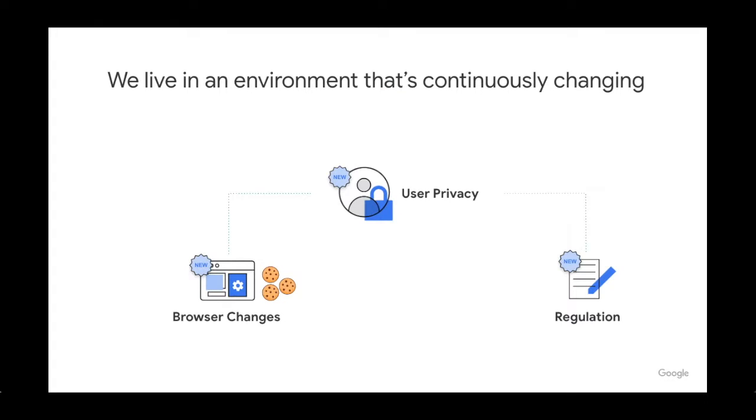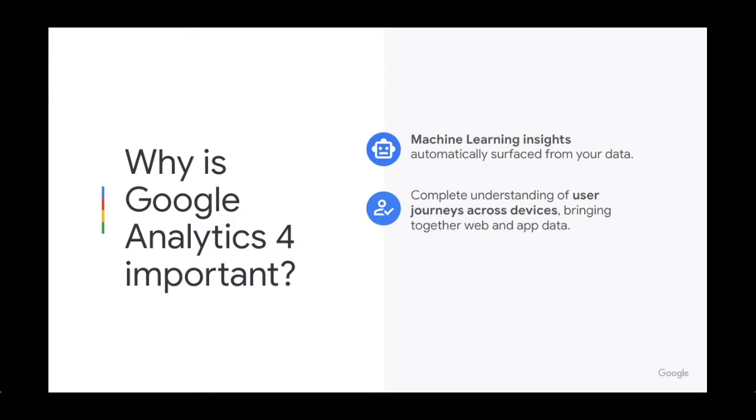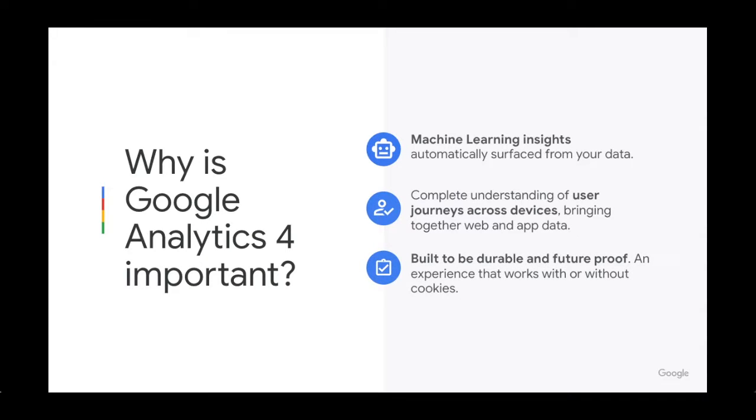This leads to 3 reasons why the new version of Google Analytics, GA4, is important for everyone. 1. There is now machine learning data that will automatically surface insights. 2. There is a more complete understanding of a user journey for those of you that are both on app and web. And 3. Built to be future-proof. This new version takes advantage of modeling to learn about your readers even if you have some gaps in data and does not depend on having cookies.